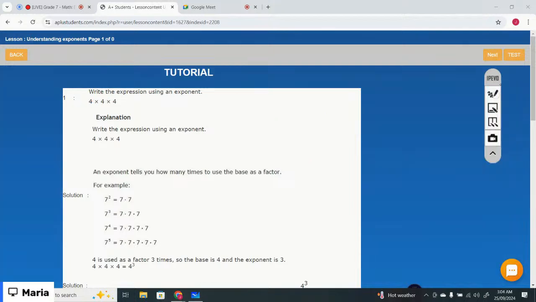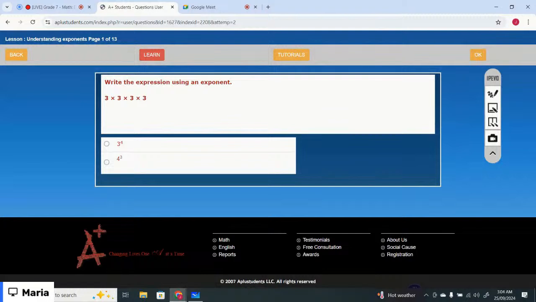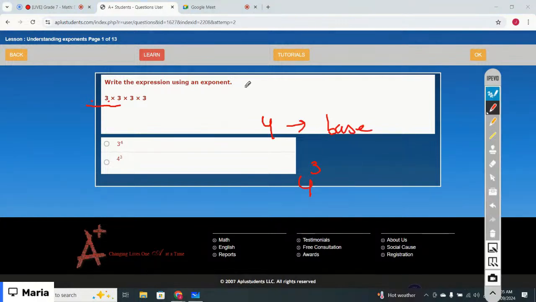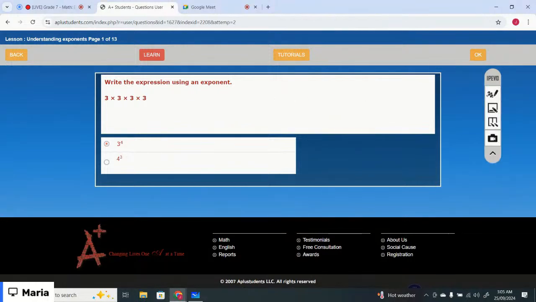Okay, let's just start with the test questions. Let's see how we write them down in the exponent form. Write the expression using an exponent. So you are given 3 times 3 times 3 times 3. So 3 is multiplying how many times? You are going to use the base, that is 3, how many times? 4 times. Got it? The correct option is 3 exponent 4. Option number 1 is the correct option, that is 3 exponent 4. Got it?